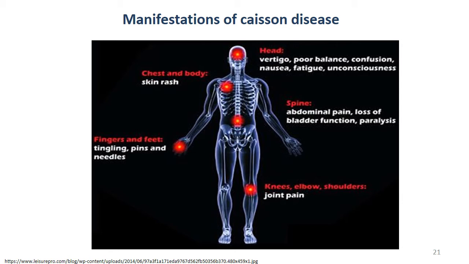Principles of treatment of caisson disease. They consist in, first, gradual decrease in pressure to the atmospheric level. Second, temporary prohibition of staying at low atmospheric pressure, for example, of flights. And third, use of gas mixtures with high percent of oxygen for decompression.